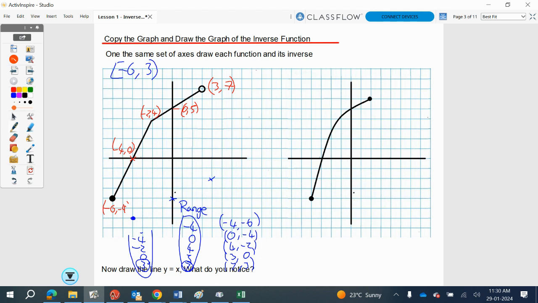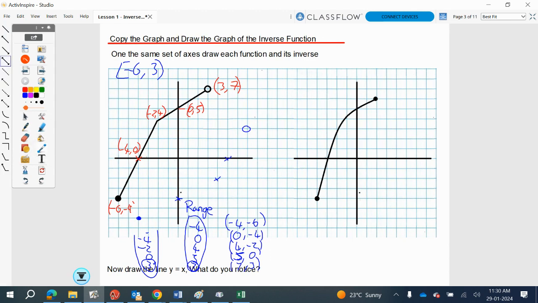It's going to cross the x-axis here at 5, 0. And it's going to end at 7, 3. So 7, 3. Take our ruler, and we can draw our function. Like this. This is the inverse function. And this is how we can plot an inverse function.